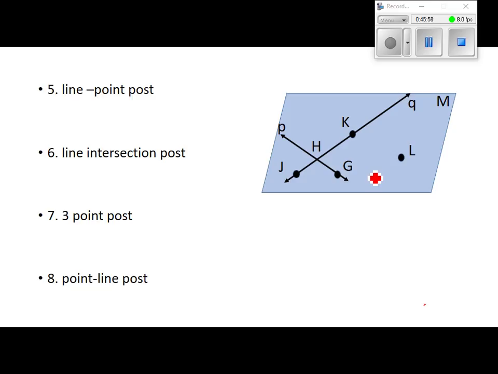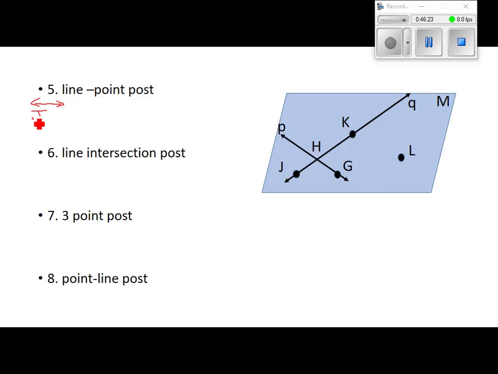Line point postulate. What's the line point postulate say again? Through any three non-collinear points, there exists exactly one plane. Oh wait, no, wrong one. A line contains at least 2 points, Ricky said. Does everybody agree with that? Name me a line in this picture. Line JK.